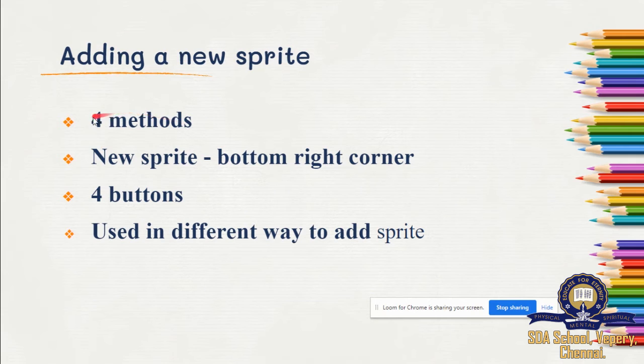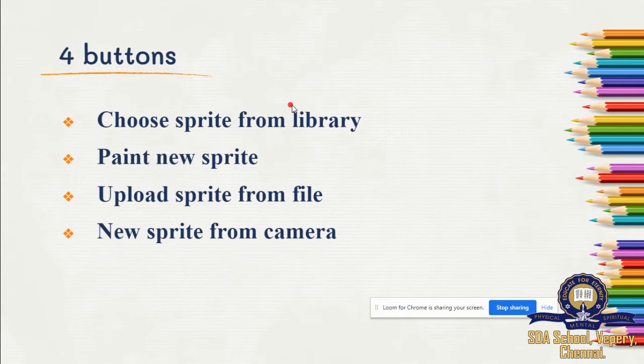Adding a new sprite. There are 4 methods to add a new sprite. The new sprite option is at the bottom right corner. There are 4 buttons inside the sprite option. These 4 buttons are the different ways to add a new sprite to the stage. I'll show you what the 4 buttons are. Choose sprite from library, paint new sprite, upload sprite from file, new sprite from camera.